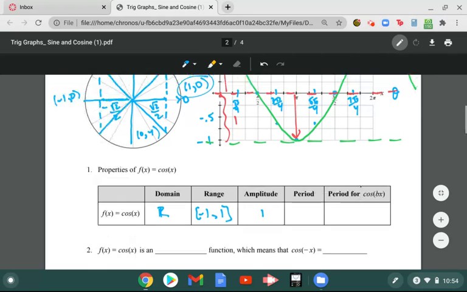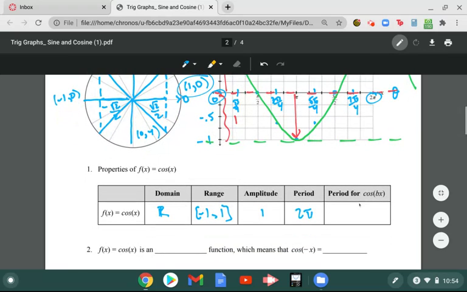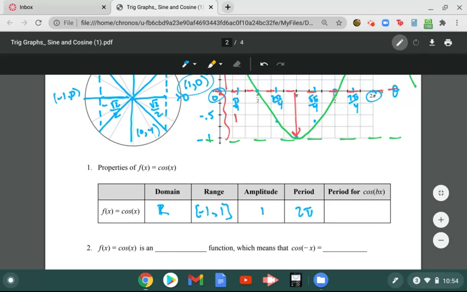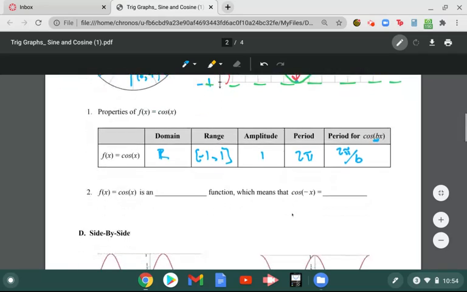The period, this one does again repeat between 0 and 2 pi. So the period is 2 pi. We call that 2 pi periodic. If I happen to have some kind of a horizontal stretch or compression, which is this multiplier b, we can adjust the period by doing 2 pi, the original period, and dividing it by b.